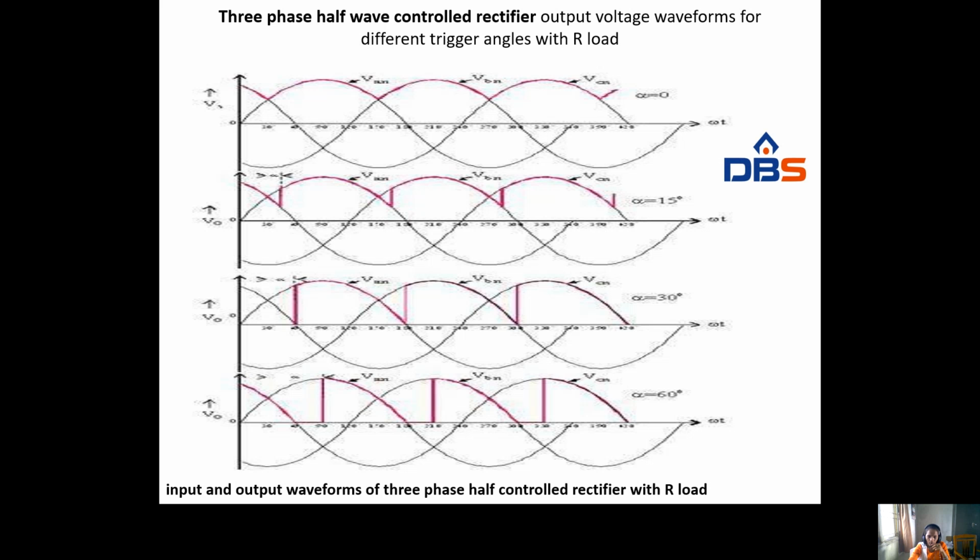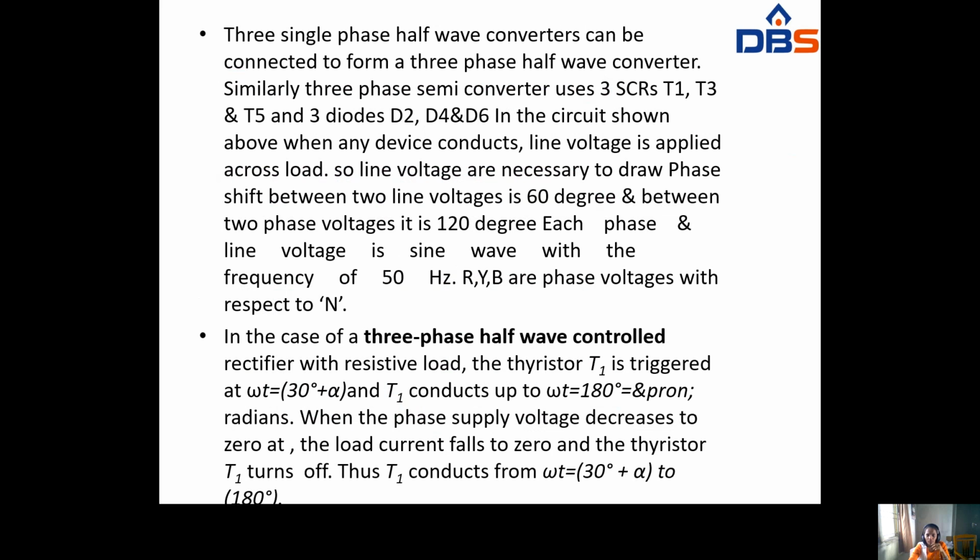So at alpha equal to 60 degrees, the waveforms will be like this. So it will be R load. The three-phase half-wave converter is similarly called a three-phase semi-converter.